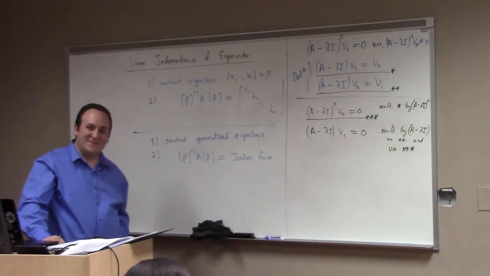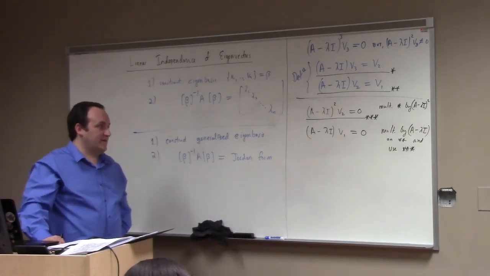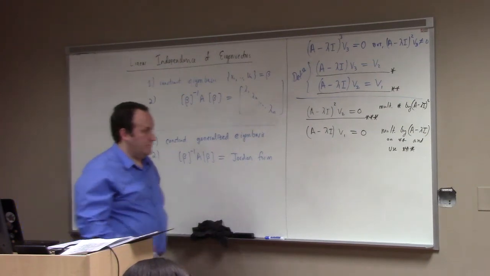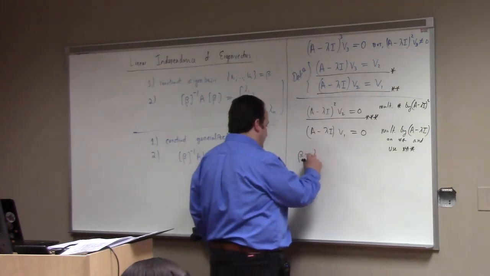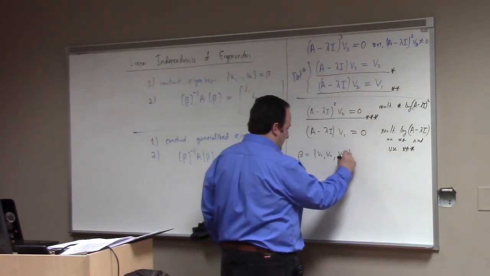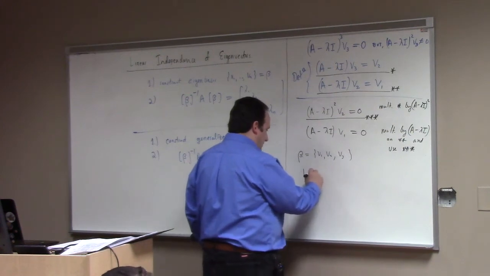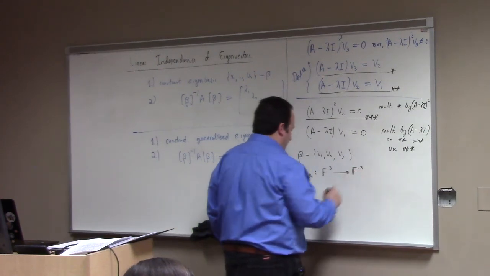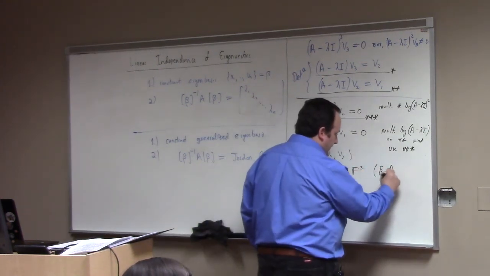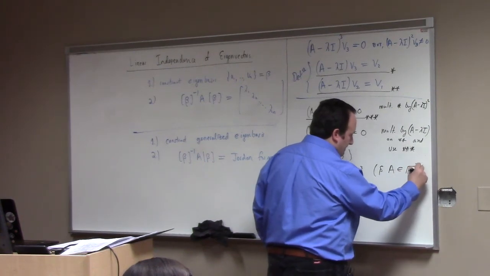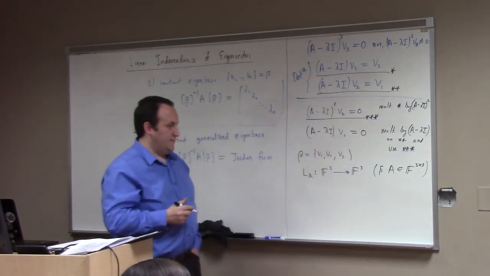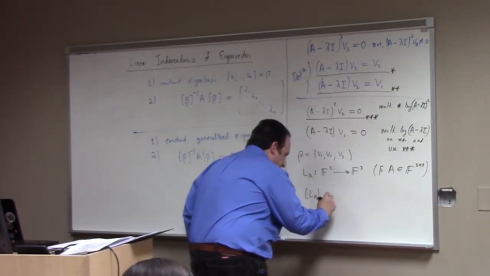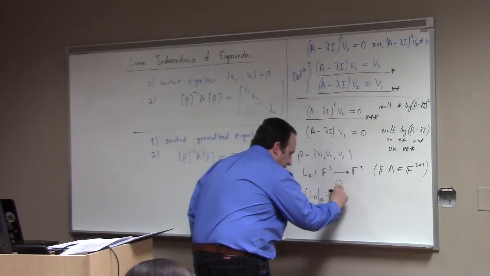Anyway, the point is, if you start with a generalized eigenvector of order 3, you produce a 3-chain. You get beta equal to V1, V2, V3. And if I look at L sub A, supposing A is 3 by 3, as a map from F3 to F3, then the matrix of L sub A with respect to this 3-chain basis is going to look like lambdas down the diagonal.